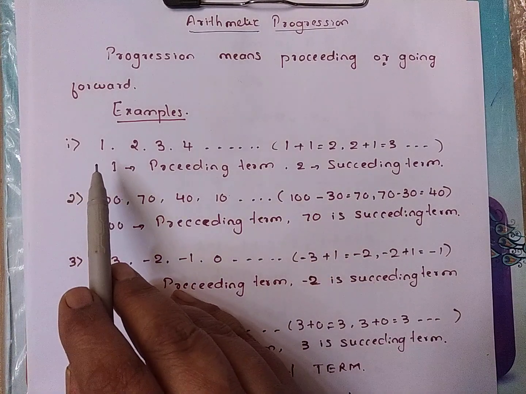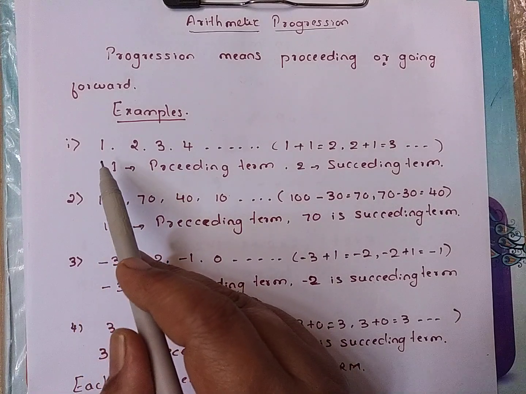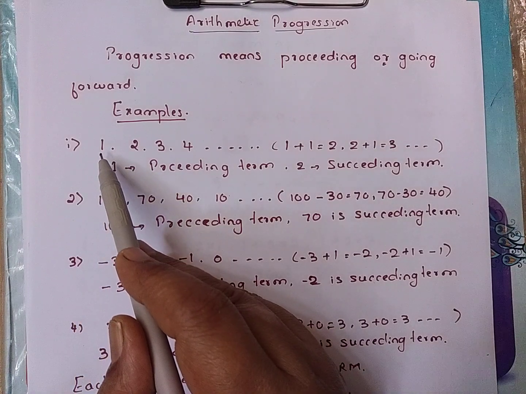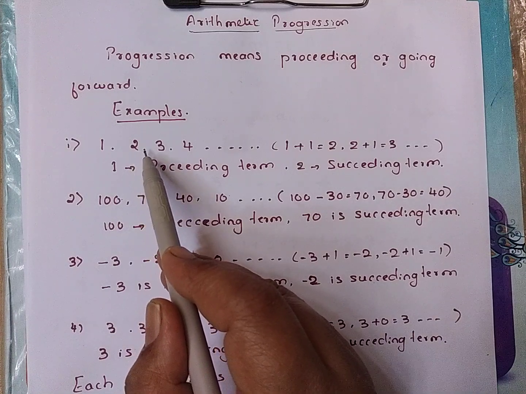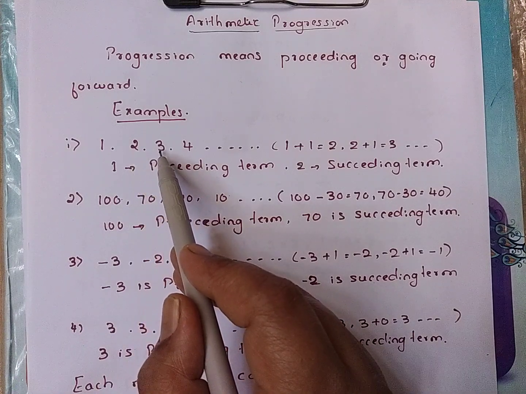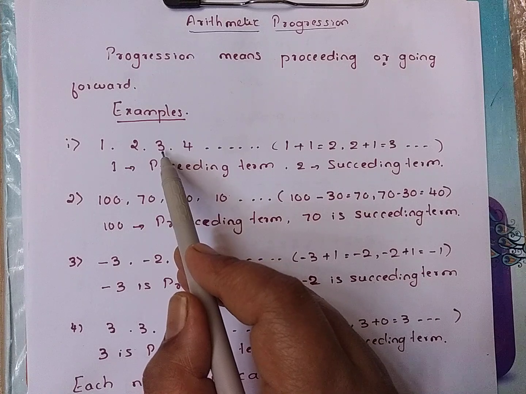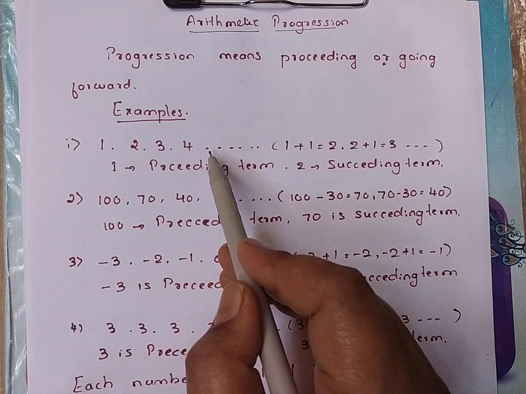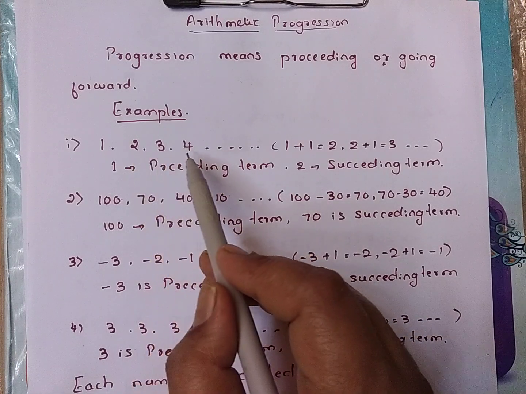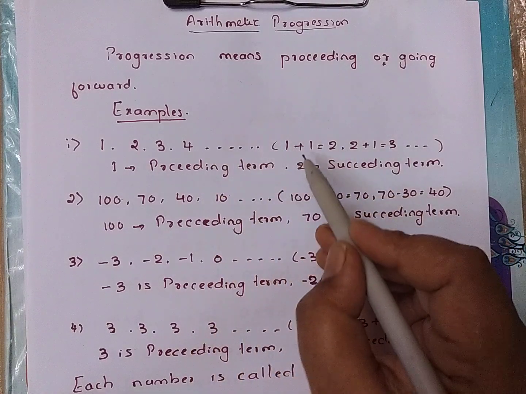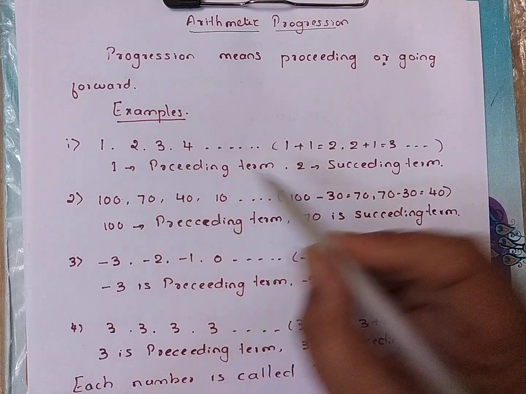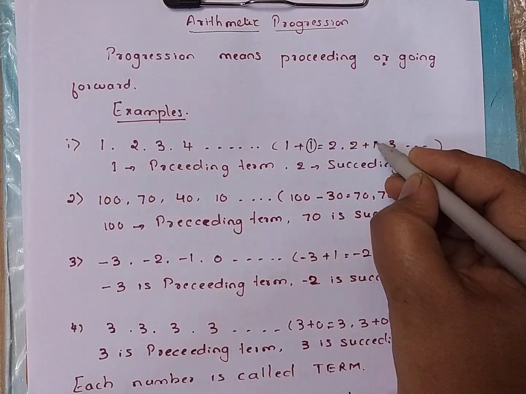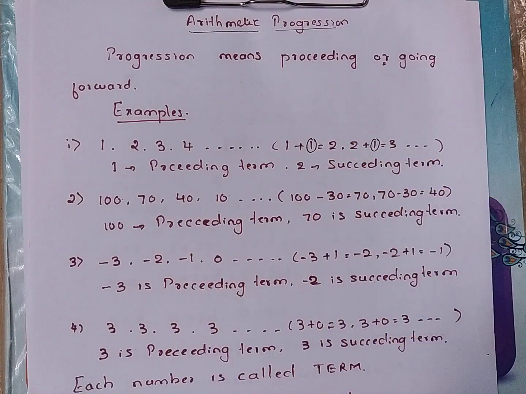See, first observing the first example, if we add 1 to the first number, that is 1, we get the second number 2. Similarly, adding 1 to 2, we get 3. And again by adding 1 to 3, we get 4. Like this, the numbers are arranged in one pattern, 1 plus 1 equals 2. So what is the difference between each number? That is 1, here in the first example.